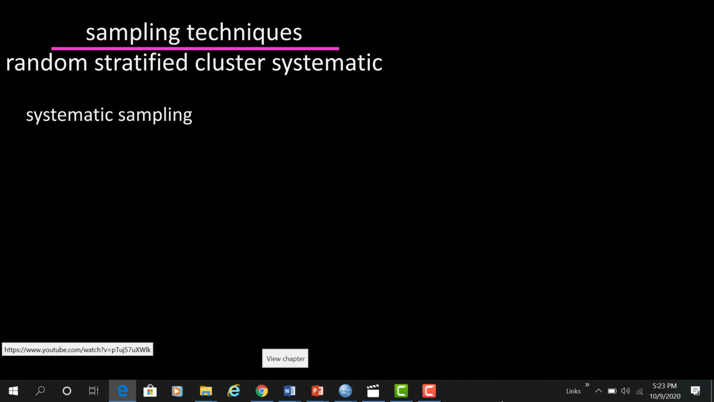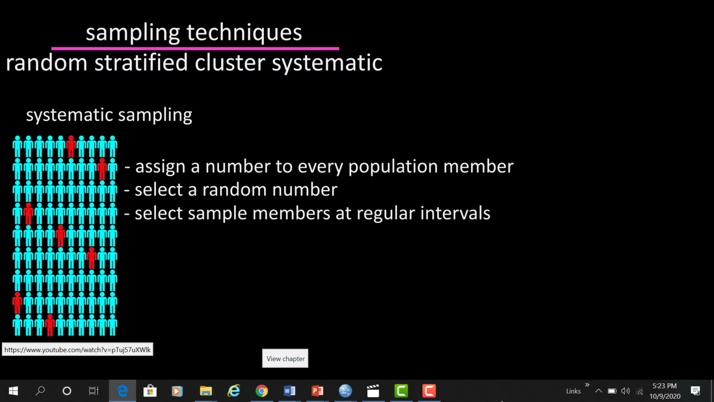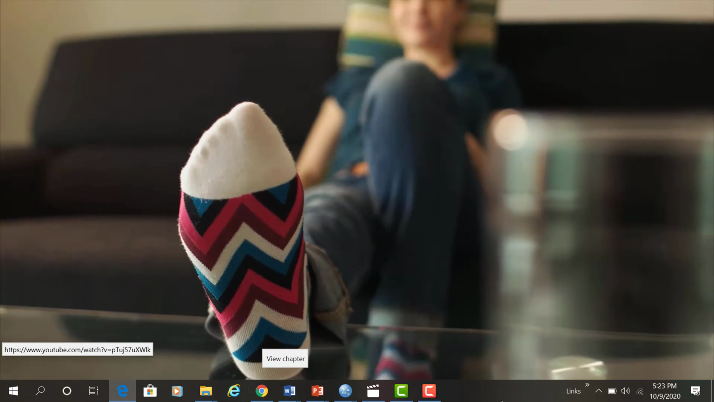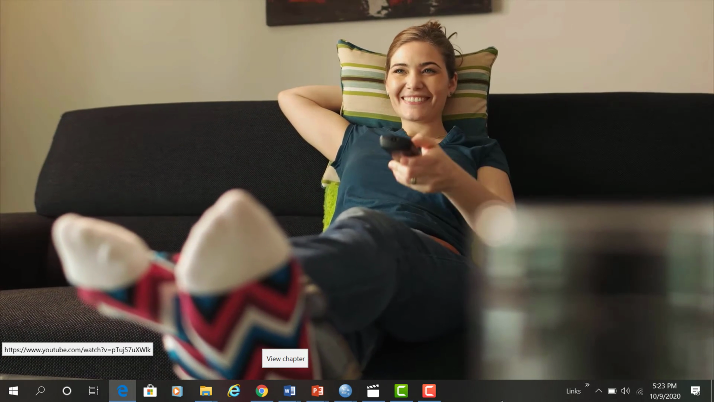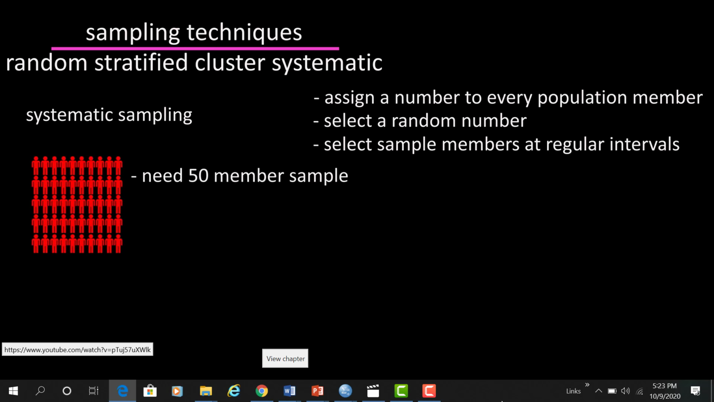A systematic sample is where a researcher will assign a counting number to every member of the population, then select a random number, then select members for the sample at regular intervals from the starting random number that was selected. For example, let's say you wanted to know how much time people living in a singles-only apartment complex spent watching Netflix on a weekly basis. You would want to get, say, a sample of 50 members.